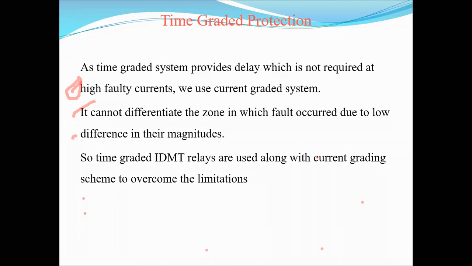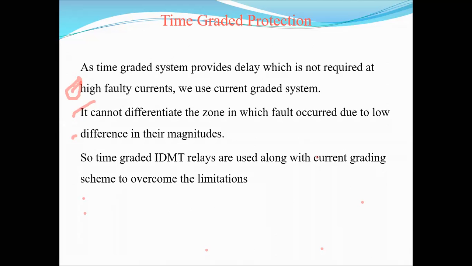It cannot differentiate the zone in which the fault occurs due to the low difference in their magnitudes. It cannot differentiate the zones. Only we are using the current gradients. Depending upon the current readings only, the relay coil will be operated.